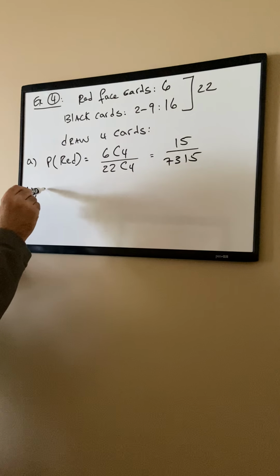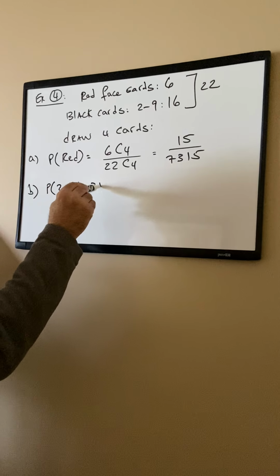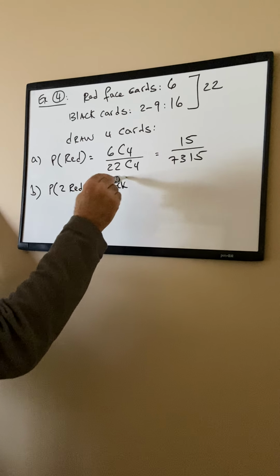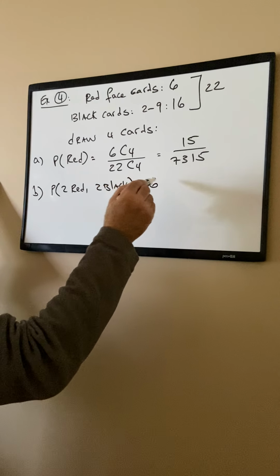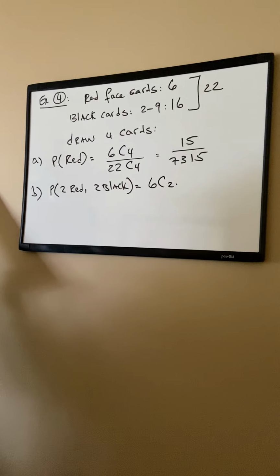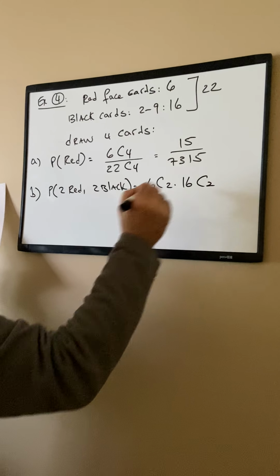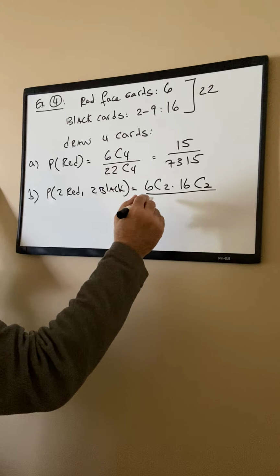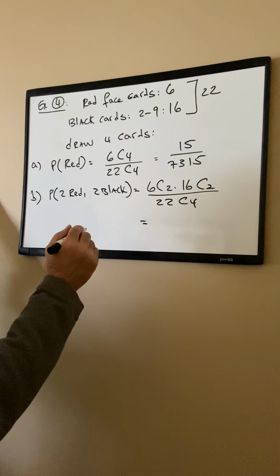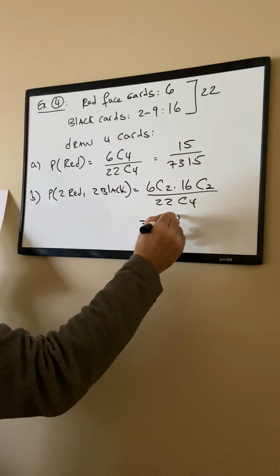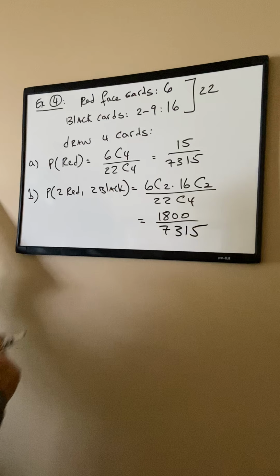Part B, what's the probability that we're going to end up with 2 red and 2 black? Again, we have 6 red cards from which we're selecting 2 at a time, multiplied by 16 black cards from which we're selecting 2 at a time, divided by the same denominator, which is 22 combination 4. So we're going to end up with the outcome of 1800 divided by 7315.